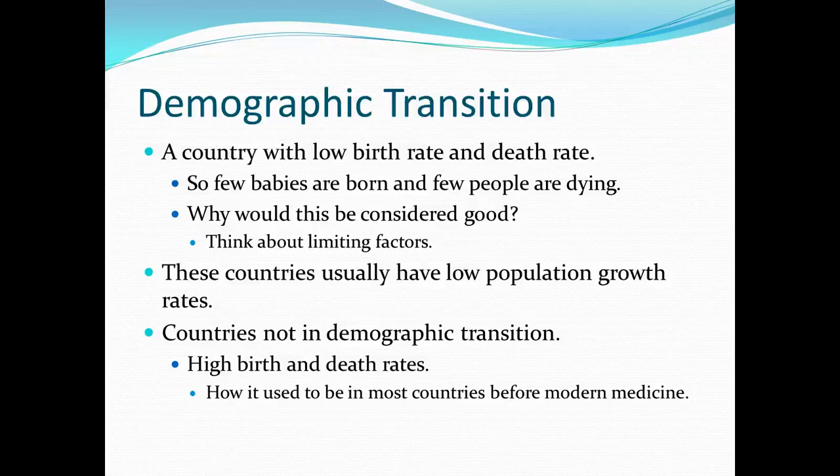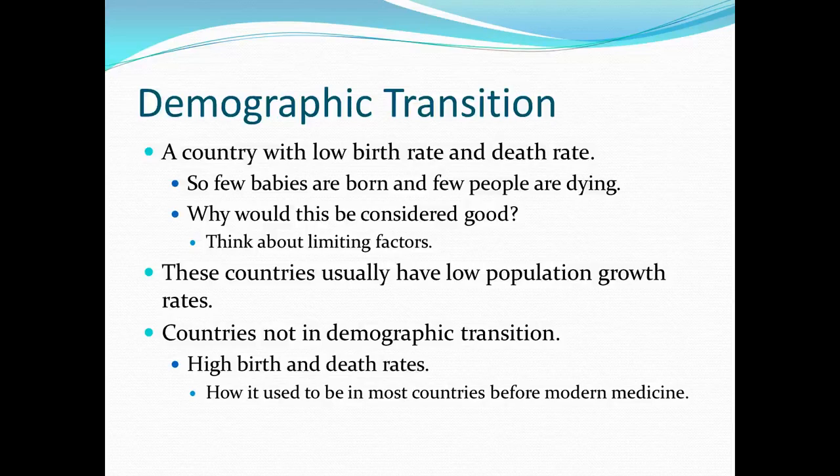Countries that are not in demographic transition usually have high birth rates and high death rates, or they have high birth rates and low death rates. A good example of that would be Afghanistan. Afghanistan has a population growth rate of 4.22, which is very high compared to most of the rest of the world. That's because they've benefited from modern medicine, so the babies aren't dying anymore, but they haven't gotten to that point where they begin to have the low birth rates too.